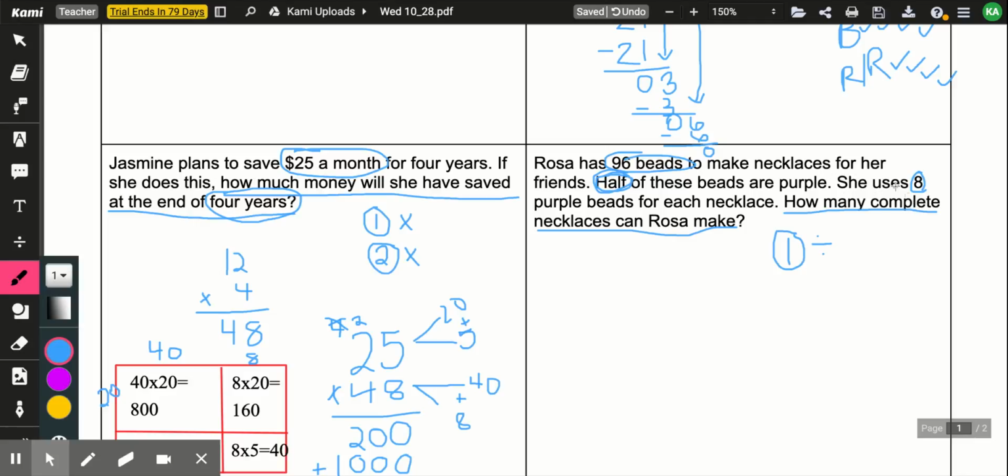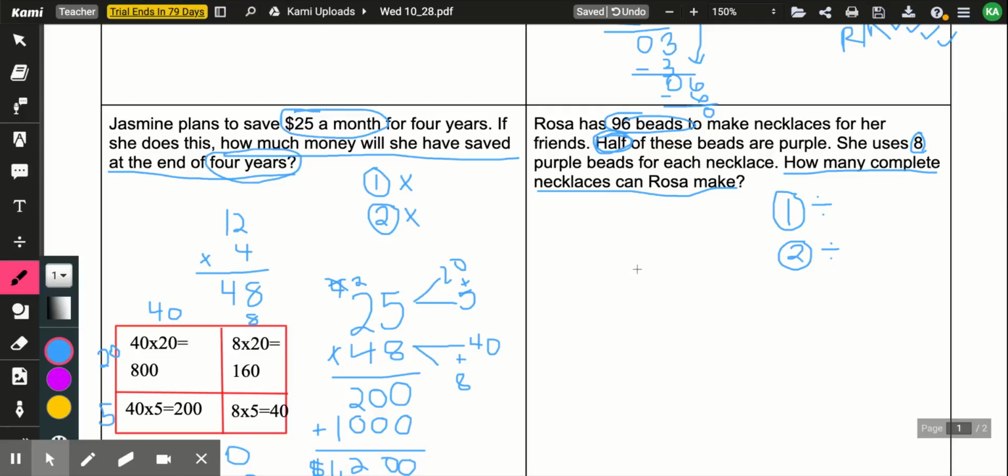I then need to take those purple beads and split them into groups of 8. Splitting them into groups is also division. So our second step is division. 2 steps of division. Our first step would be taking the total number of beads, 96, divided by 2. I want you to do this on your own.